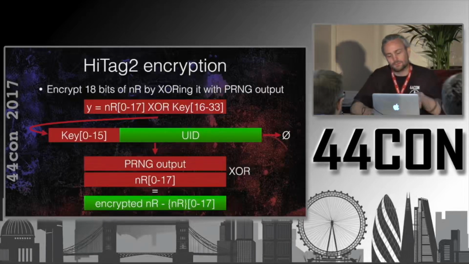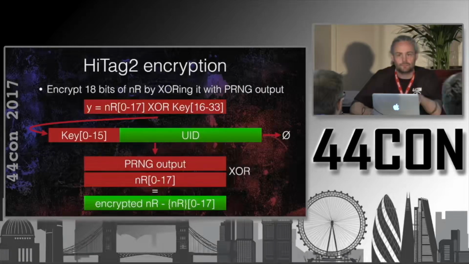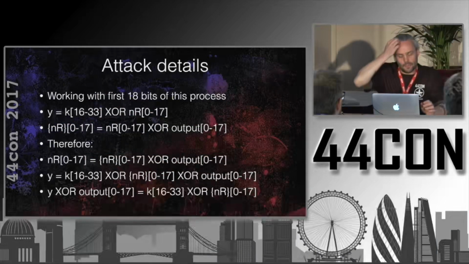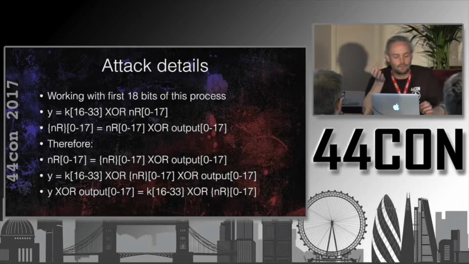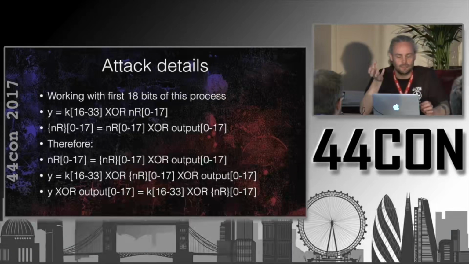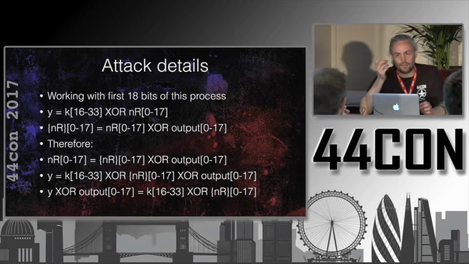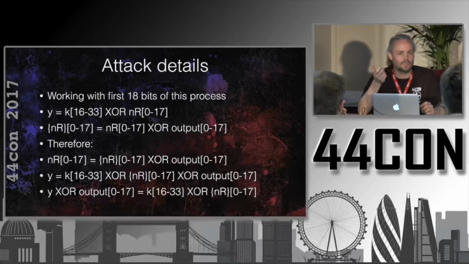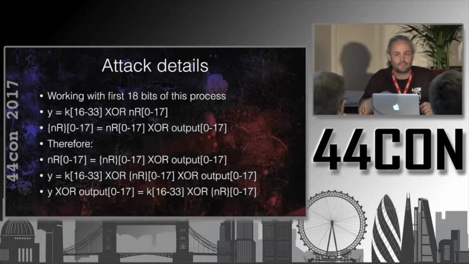So there's a lot of unknowns in this picture, right? But it won't matter because of the beauty of maths. If we know that y is essentially the middle bit of the key XORed with the first 18 bits of the nonce, and we know the first 18 bits of the encrypted nonce is the first 18 bits of the nonce XORed with the first 18 bits of output from the PRNG, then we can rearrange those equations to do this, right?